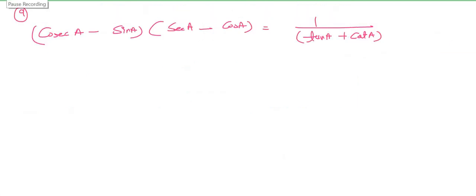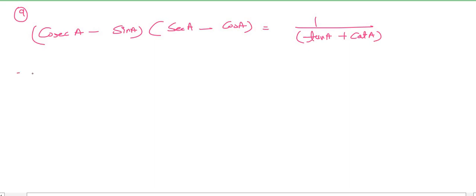This is question number 9. Please write down. Cosec A minus sin A into sec A minus cos A is equal to 1 by tan A plus cot A. Let's try to simplify it. What is cosec A? Cosec A is 1 by sin, correct? So let me do it. 1 by sin A minus sin A only, into 1 by cos A minus cos A.